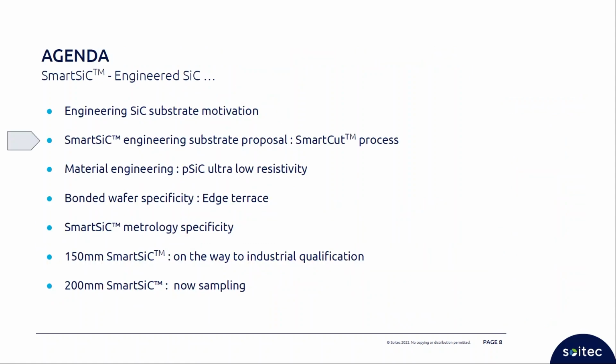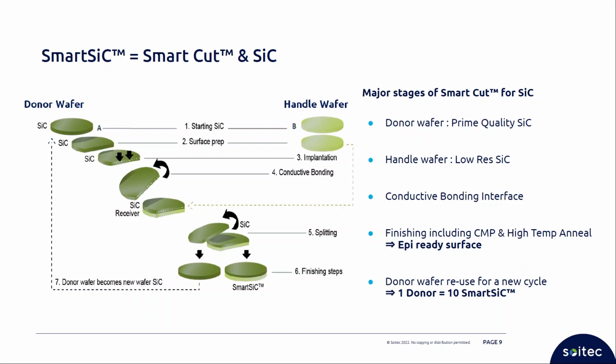So a few words about the SmartCut process. A SmartSiC wafer, as we apply the SmartCut process to ECSEL methods. So we have typically, we posted two wafers, the donor wafers and bundle wafers. The donor wafers, as I mentioned before, that's the prime quality low resistivity. The bundle wafers is a low resistivity polySiC.